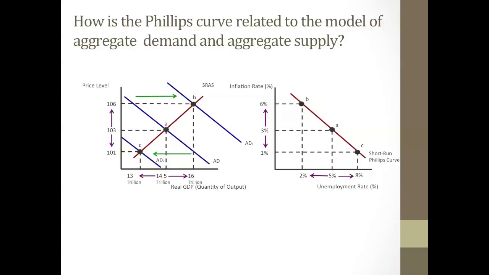So what's happened? Well, we've made the correlation, the connection, if you will, between aggregate supply and aggregate demand and the Phillips curve. When the economy is growing, aggregate demand is shifting to the right, prices are going to go up. Output's going to go up.